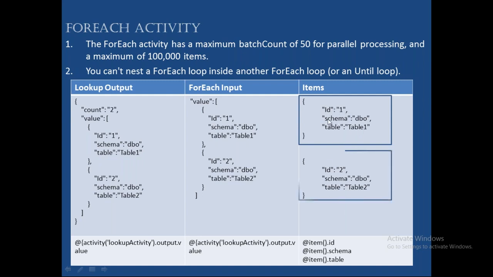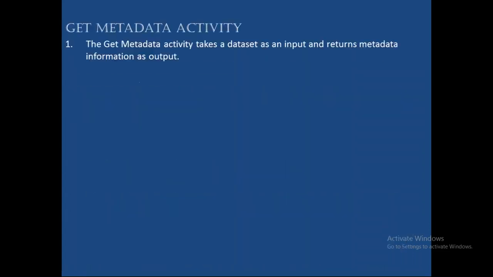Now once you process the first item, for each will give you the next item. You are going to use the same dynamic content. When you say @item.id, this time it will give you two. @item.table, if you ask, it will give table two. Okay, that we discussed.